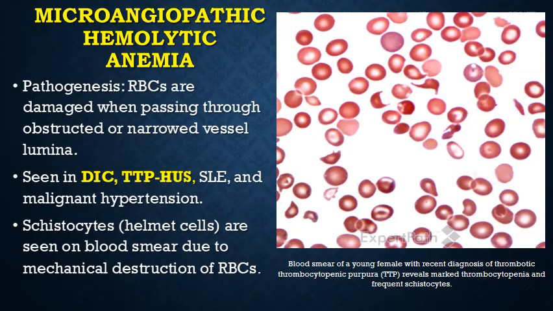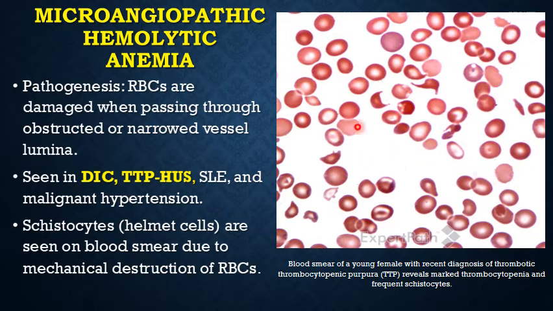Microangiopathic hemolytic anemia. The pathogenesis of this anemia: red blood cells are damaged when passing through obstructed or narrowed blood vessels. This might be seen in DIC when there are fibrin clots obstructing blood vessels, so there will be mechanical destruction or damage to the red blood cells, or in thrombotic thrombocytopenic purpura, hemolytic uremic syndrome, malignant hypertension, or SLE.